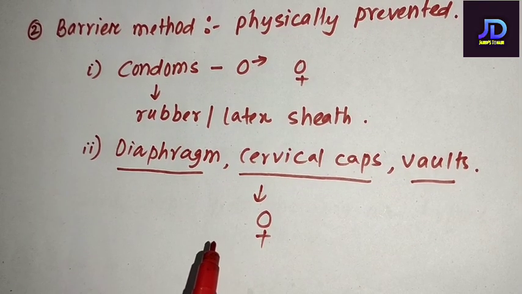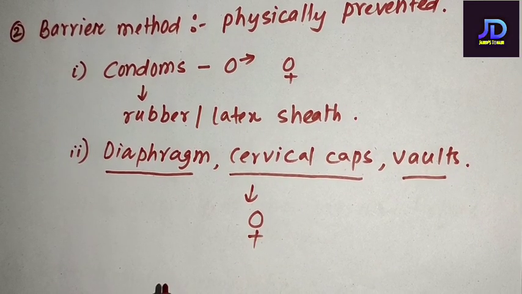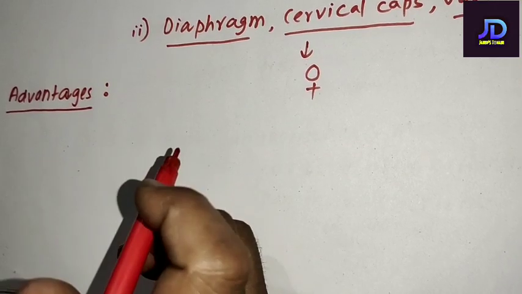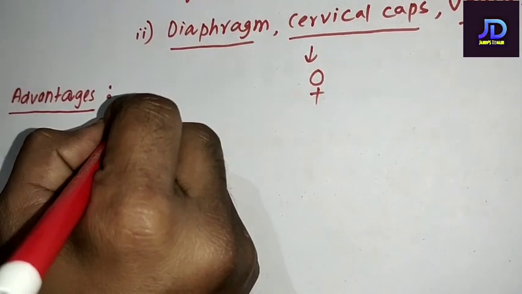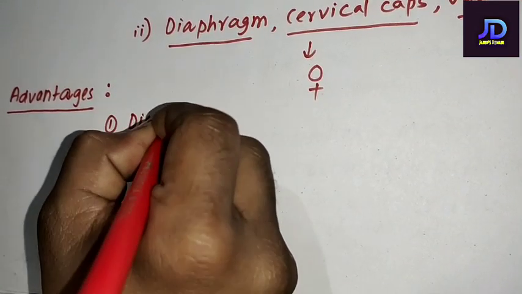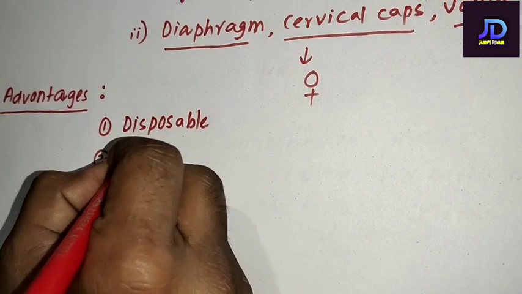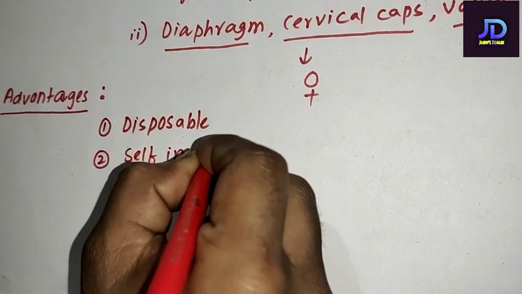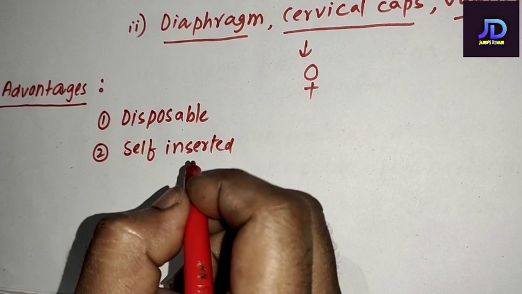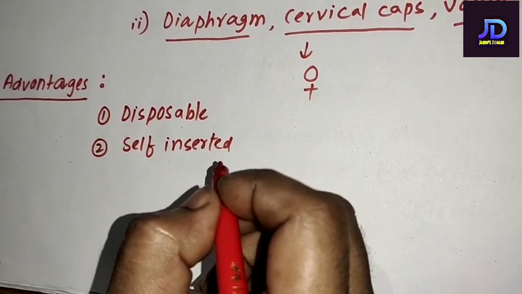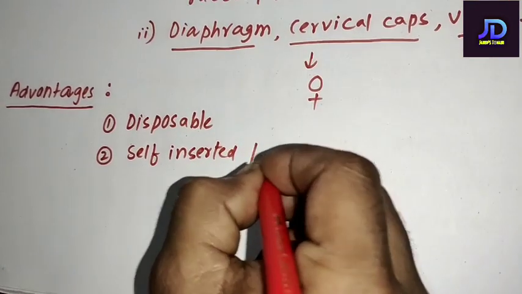This barrier method has many advantages. This question has been asked in the exams on many occasions. Now we'll discuss the advantages of the barrier method, and why it is a preferable method. The first advantage is that condoms and these devices are generally disposable. Next, they can be self-inserted, which means the user can use them on their own. No external help is required for insertion. That is why this barrier method gives privacy to the user.